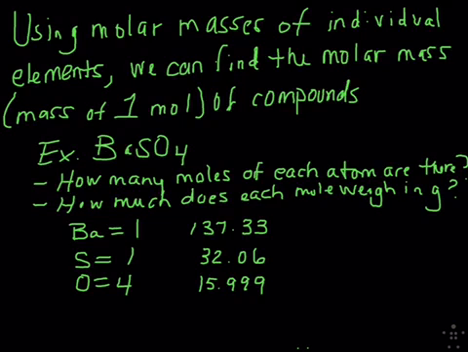Now, to get the overall molar mass of the compound, we know that we only had 1 barium, so we're only going to take that mass times 1, because there's only 1 of them. For sulfur, we had 1 of them as well, so we only take that times 1. But for oxygen, we had 4 of them, so we have to take that mass times 4. If you add all of those together, that's everything within that compound, and that's how much the total compound is going to weigh.